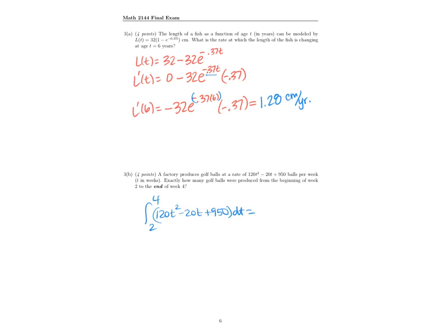So we'll get 120t cubed over 3 minus 20t squared over 2 plus 950t, and I'm going to evaluate that from 2 to 4. If I plug in 4 into that, I get 6,200 minus, if I plug in 2 into that, I get 2,180, and so that gives me 4,020 golf balls.